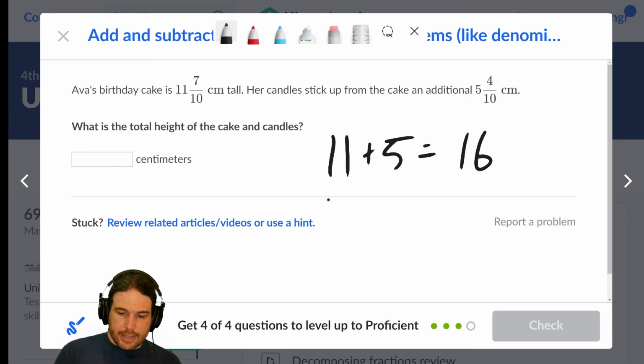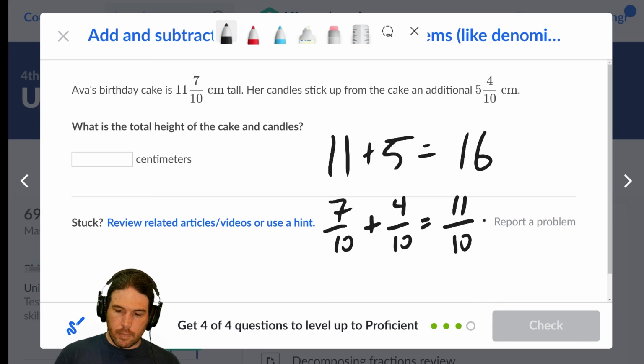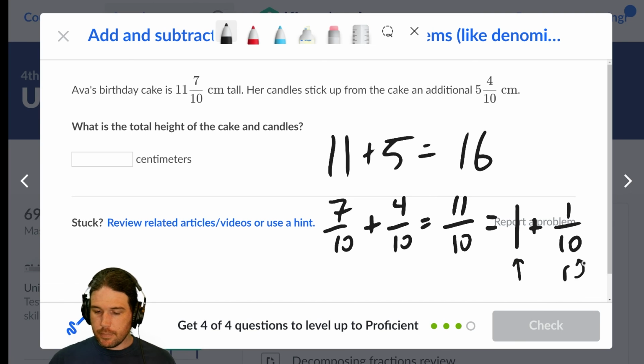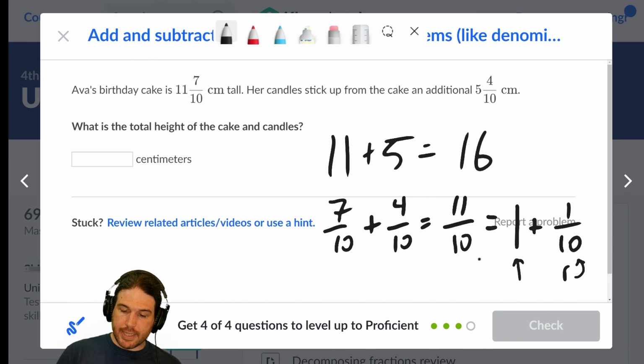And then 7/10 plus 4/10 is 11/10. And I hope at this point we've been doing this long enough to where you can recognize that I can pull 10/10, which is 1, out of there with 1/10 left over. I can do 11 divided by 10, which gives me 1 with a remainder of 1, so 1/10 left over. So my total is 16 and 1 is 17 and 1/10.